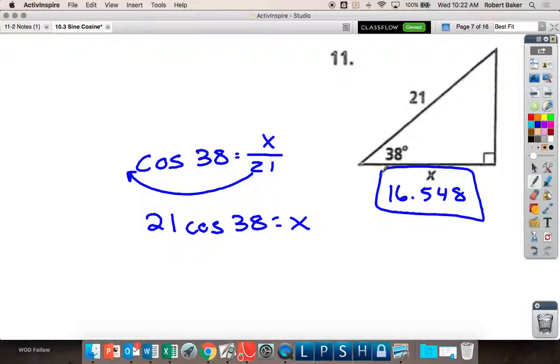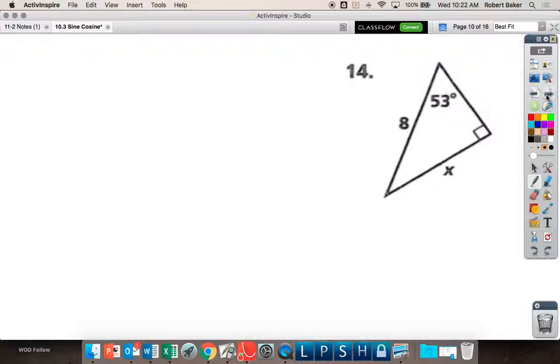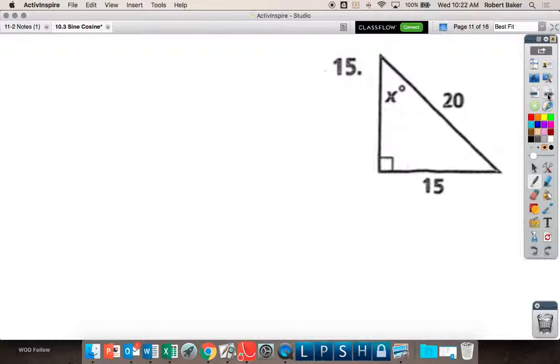Now, the only other scenario is where we start for number 15. So let me teach you this last one and then I'll set you free to practice. Okay. What happens here? You still do the same thing. But what is the trig function we have to use here?